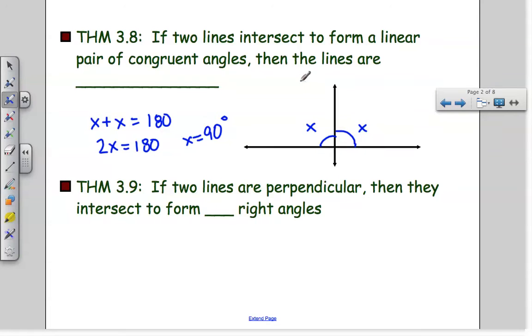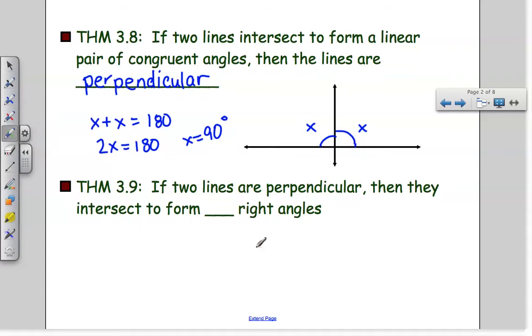Well, let's fill in the blank then. If we have this scenario happening, what do you know about these original lines? If these are 90 degrees, these lines are, keyword today, perpendicular. They have to cross at a right angle. I know I have these 90-degree or right angles there.